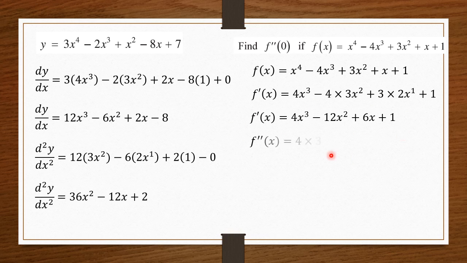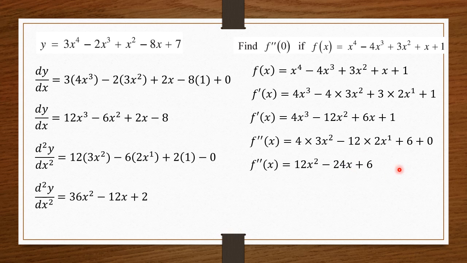Next I will start with the second order differentiation, that is f double dash x. X cube becomes 3x square, x square becomes 2x raised to 1, x becomes 1, so I have not written it, and 1 becomes 0. When we solve this, 4 3s are 12x square, 12 2s are 24x plus 6. So now this is the second order differentiation.